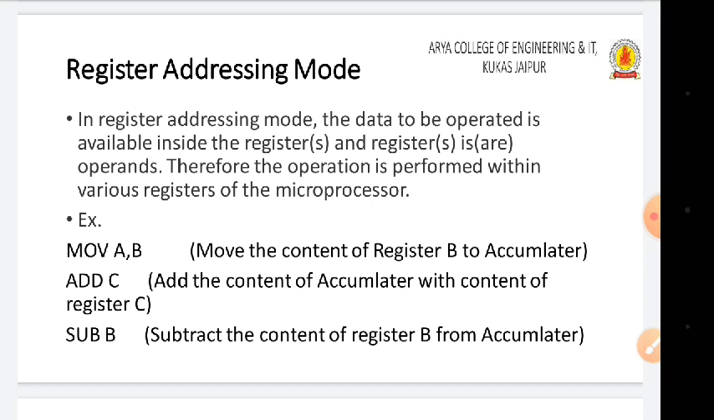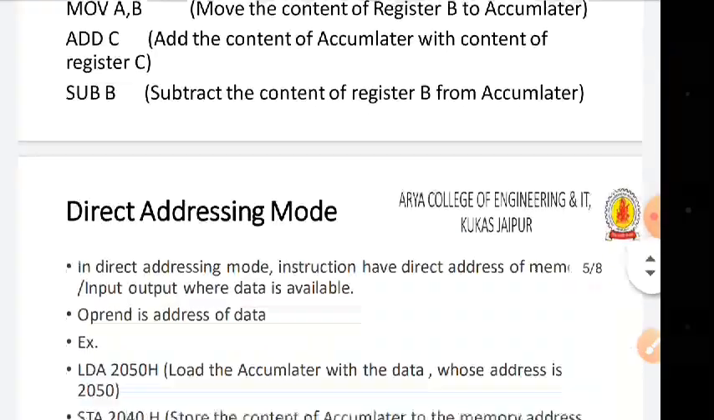Next, ADD C. Add means addition. Add the content of register C to the accumulator. These both are register operands. SUB B: subtract the content of register B from the accumulator.